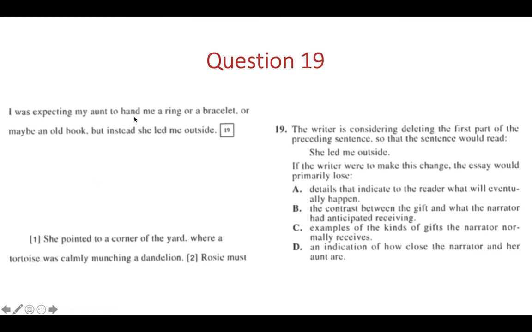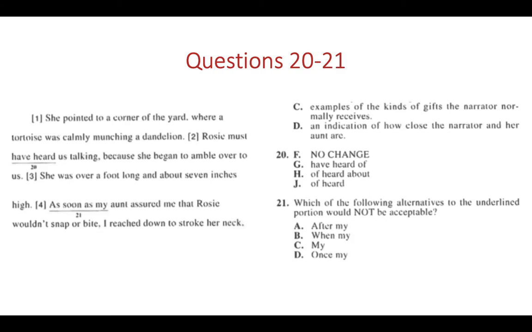She had anticipated receiving a ring or a bracelet or maybe an old book. And then, but instead, that shows the contrast of what she got instead, which is going to be a turtle, not what she was expecting at all. There's no indication that the narrator normally receives rings, bracelets, and books. There's just no evidence that she normally gets those things. And then an indication of how close the narrator and her aunt are, no. Her aunt is just passing down an heirloom to her, but it's not about having a close relationship.